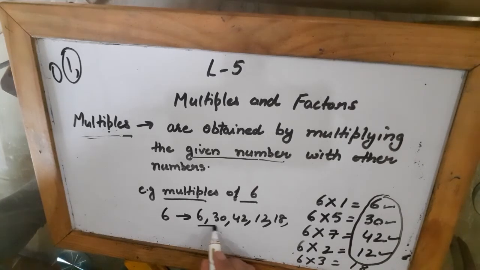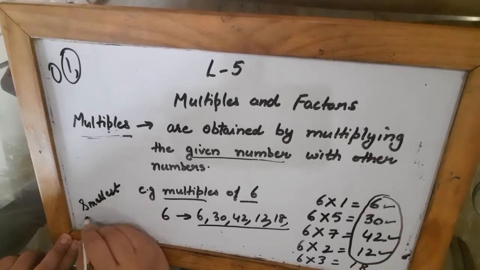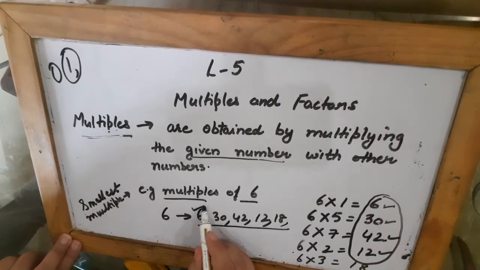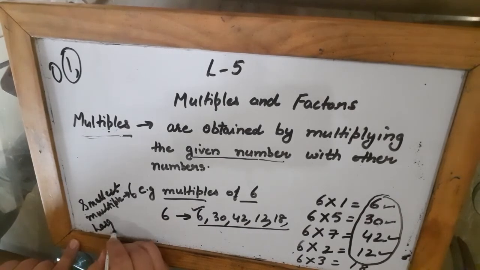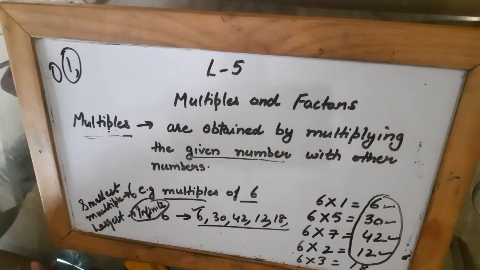What I can understand from this list of multiples is that the smallest multiple of the number is the number itself, 6. And which is the largest multiple? There is no limit to it. It is infinite. Infinite means जिसका कोई अंत नहीं होता, no limit. I can multiply this 6 with 100, with 1000, with 10,000, lakhs, 10 lakhs.